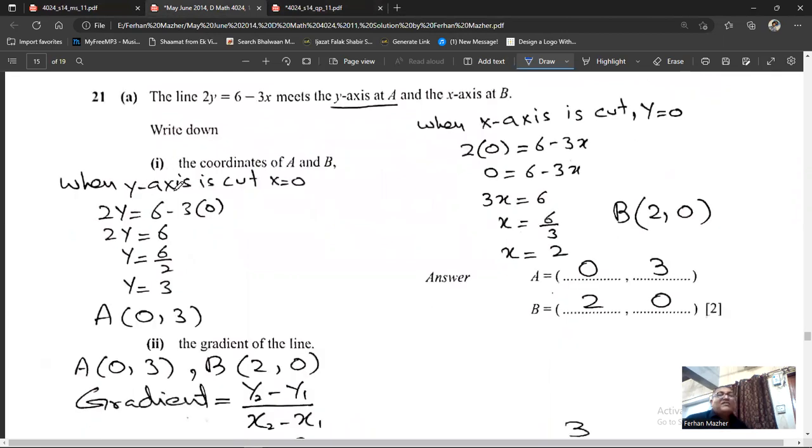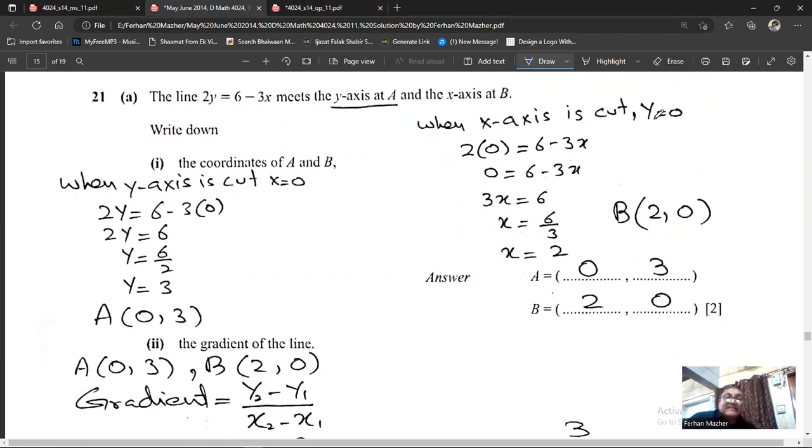So here we have, when the y-axis is cut, x is 0. So 2y equals 6 minus 3 into 0. In the place of x, I have put 0. So you will have 2y is equal to 6, so y is 6 by 2. So y is 3. So the coordinates of A are (0, 3).